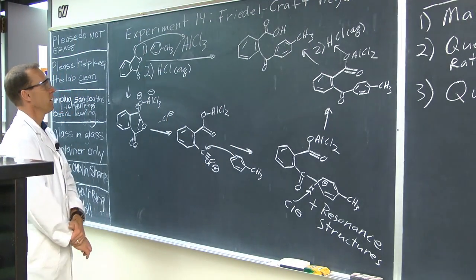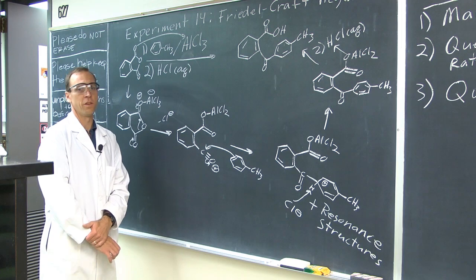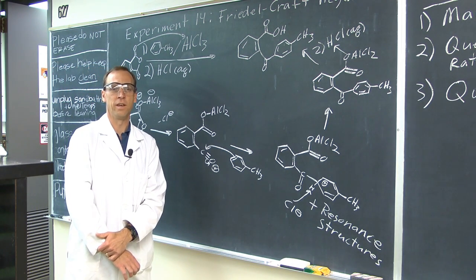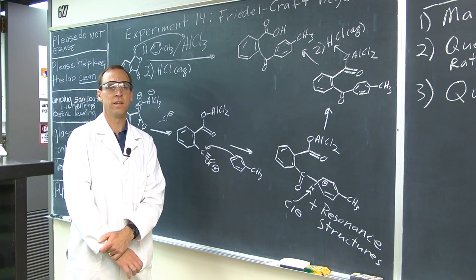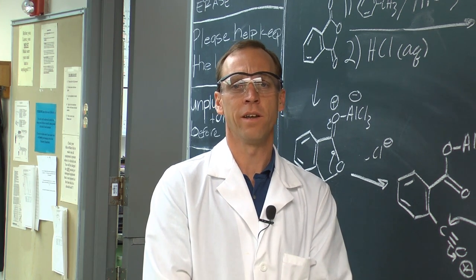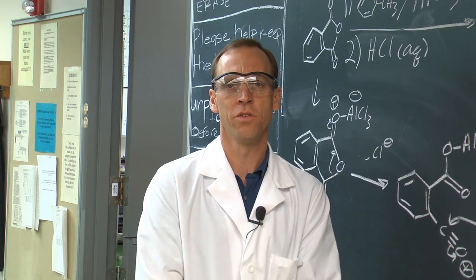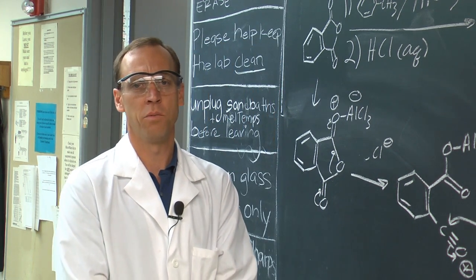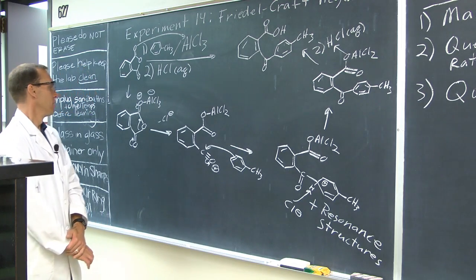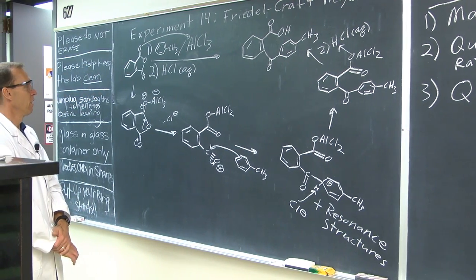Beginning with phthalic anhydride, you're going to react it with toluene. The experiment says dry toluene. That just means that there's no moisture contained in the toluene, along with aluminum chloride. Aluminum chloride is a corrosive reagent, so you're going to want to be careful with that. Toluene is toxic.